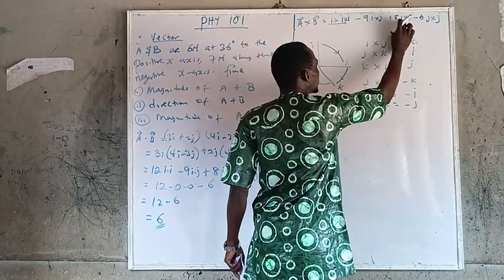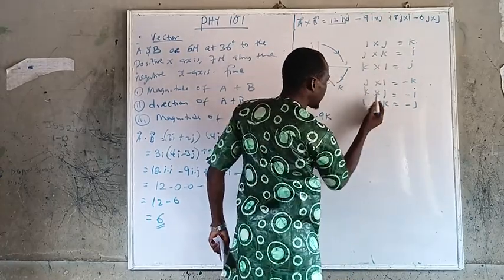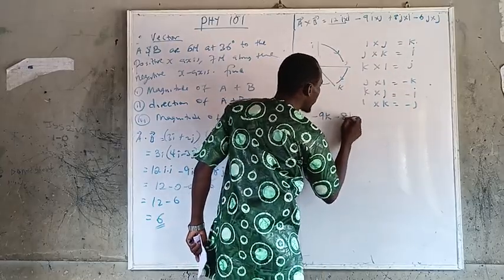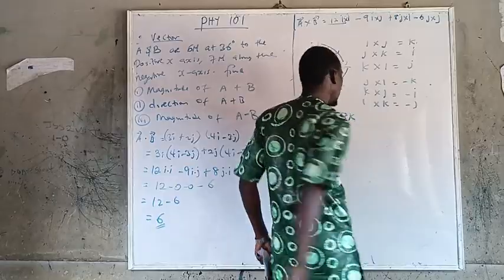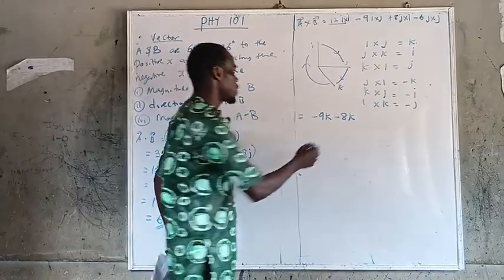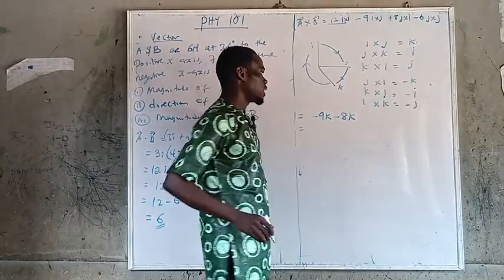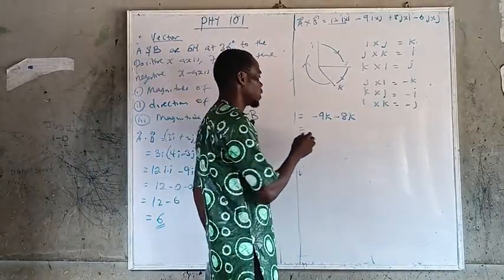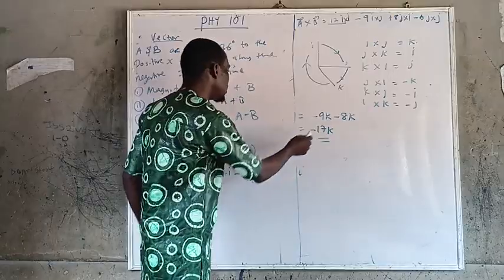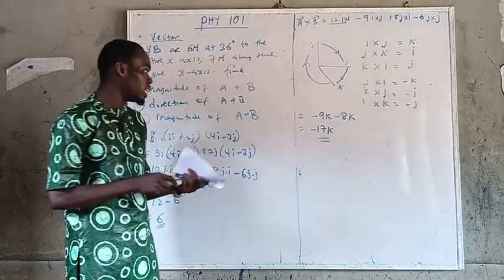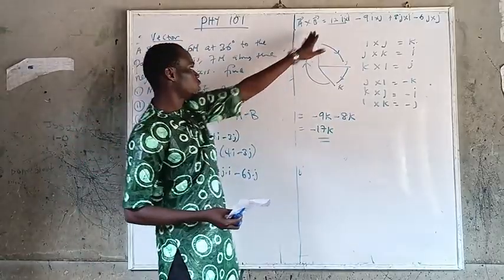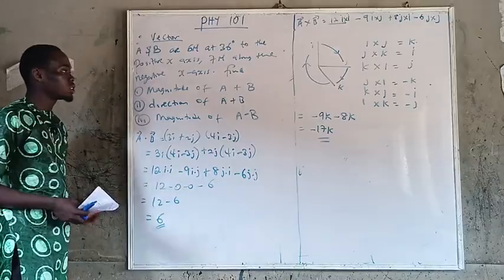Okay, how about this? j times i. j times i is minus k. Therefore, we have minus 8k. How about this? j times j. j times j is 0. The final answer we say minus 9k minus 8k. And finally, we say minus 17k. Now, from here, you will see that the final answer is actually in vector form. So this is cross multiplication, while this is dot multiplication.